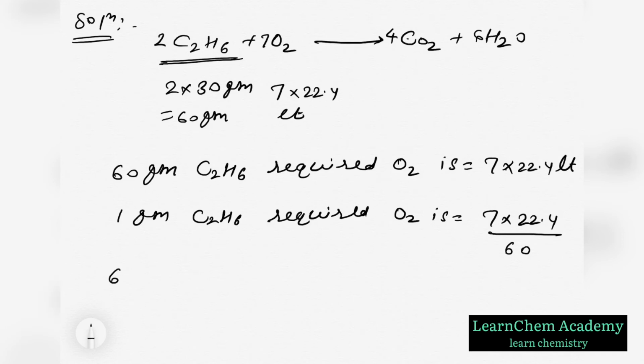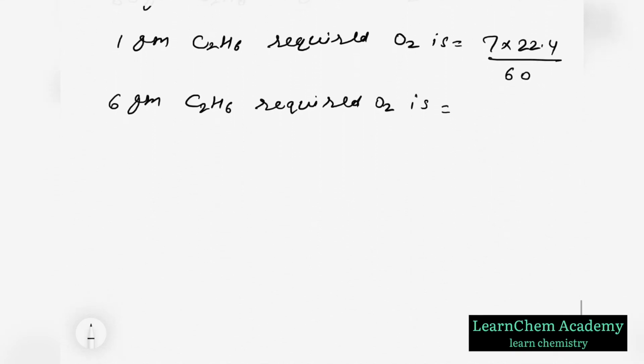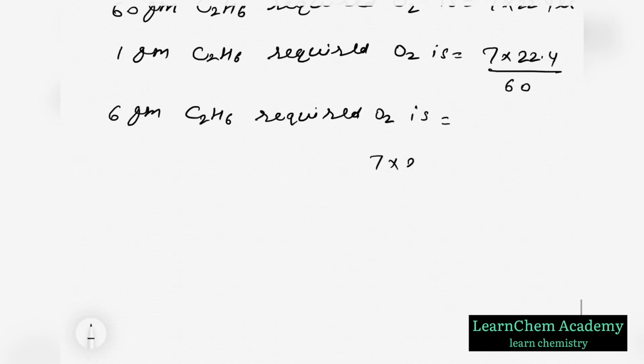and 6 gram of ethane requires O2, so we can write 7 into 22.4 divided by 60 into 6. So we get here 15.68 liter of oxygen required for the 6 gram of ethane.